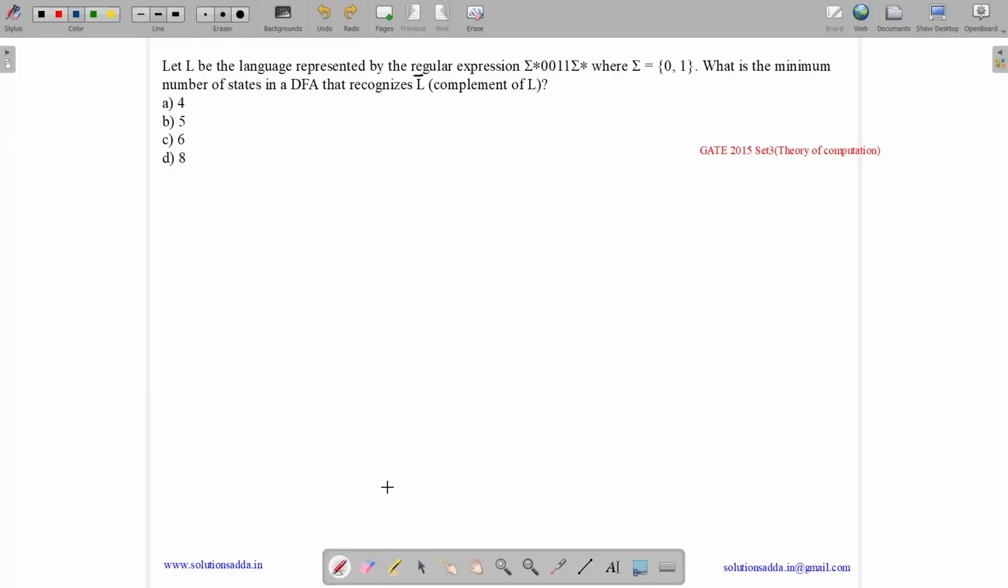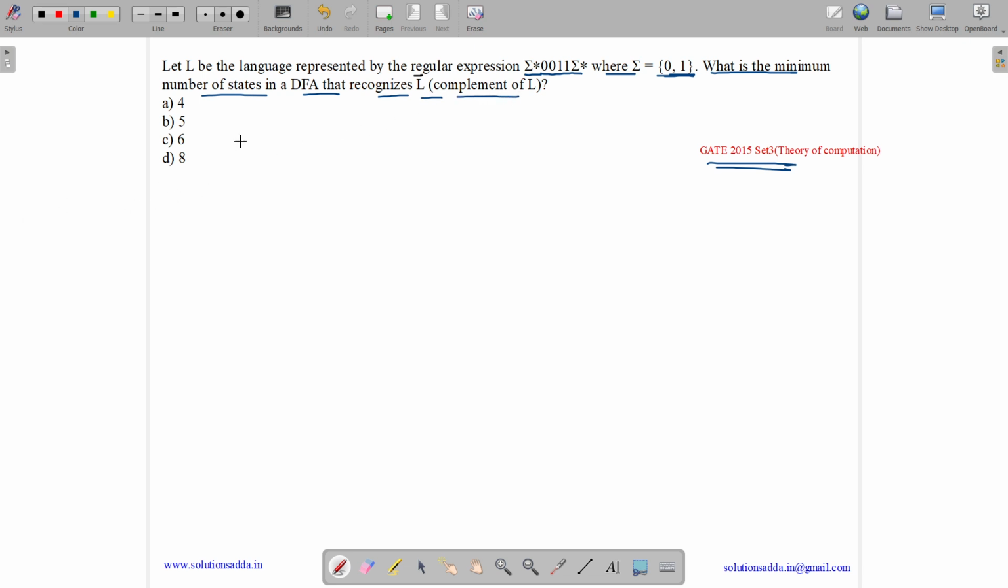This question belongs to Theory of Computation subject and was asked in GATE CSE 2015 Set 3. The question states: let L be the language accepted by the regular expression sigma star 0011 sigma star, where sigma is {0, 1}, which is the input alphabet. What is the minimum number of states in a DFA that recognizes L complement?